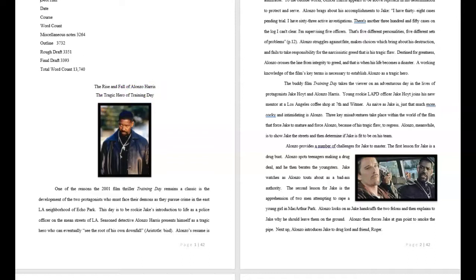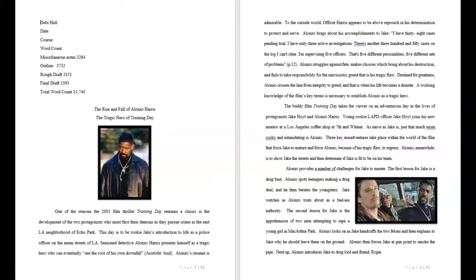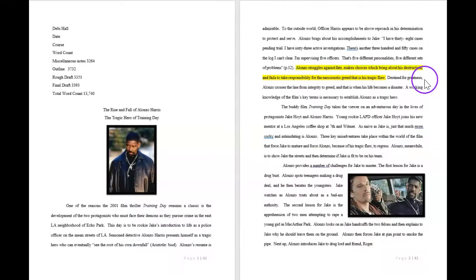Why is he a tragic hero? Well, I have to prove that in the essay. And the reason that Alonzo is a tragic hero is because he exhibits the behaviors that a tragic hero also shows. Let me show you those. Here is the thesis statement for the essay. Alonzo struggles against fate, makes choices which bring about his destruction, and fails to take responsibility for the narcissistic greed that is his tragic flaw.